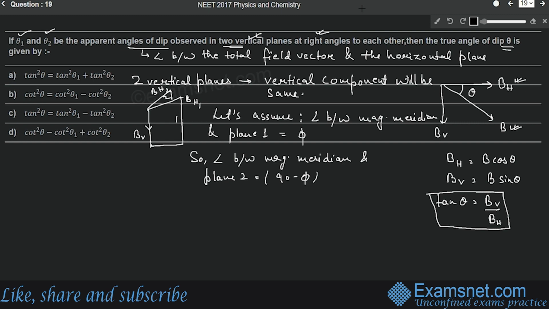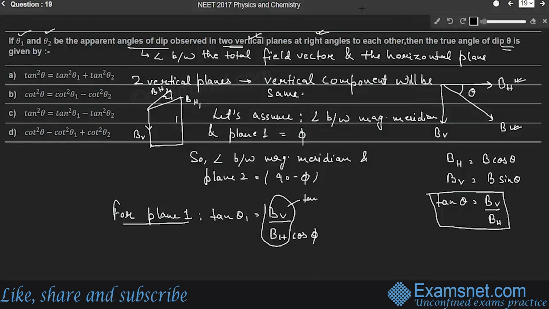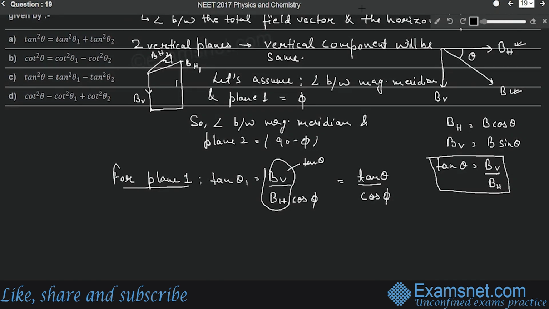Now we are starting to solve the question. For plane 1, tan theta 1 will be equal to the vertical component, that is BV, divided by the horizontal component, that is BH cos phi. And we know that BV by BH is equal to tan theta, isn't it? So it can be written as tan theta divided by cos phi. You have to pay attention to this, otherwise you'll get confused.